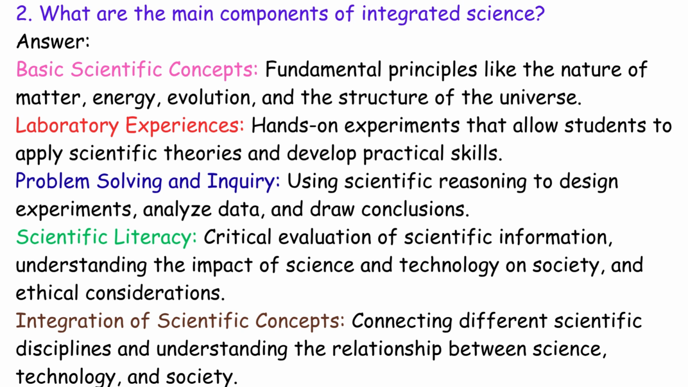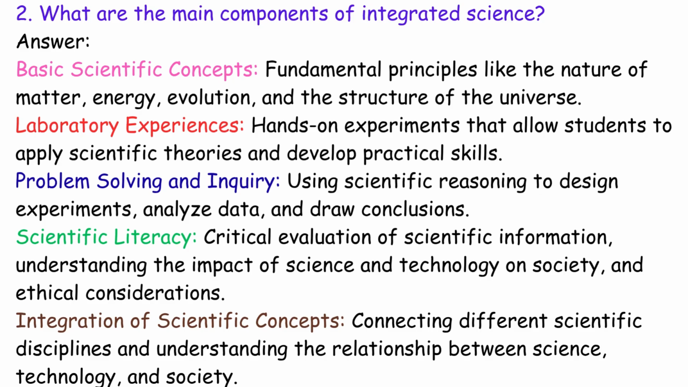2. What are the main components of integrated science? 1. Basic scientific concepts. Fundamental principles like the nature of matter, energy, evolution, and the structure of the universe. 2. Laboratory experiences. Hands-on experiments that allow students to apply scientific theories and develop practical skills.